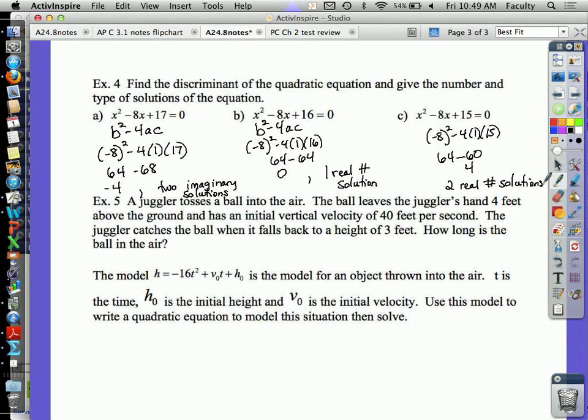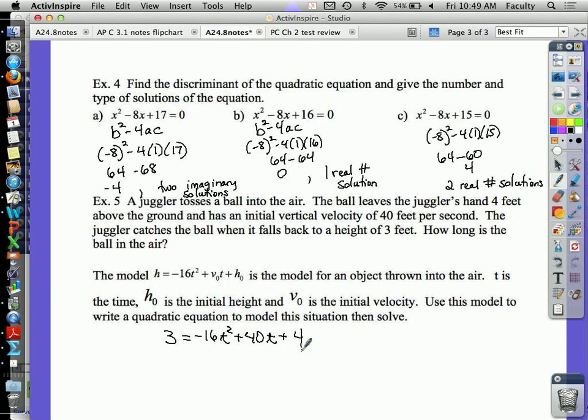They give us an initial vertical velocity. They tell us v sub 0 is that. h sub 0 is the height you start with, and h is your ending height, and t is time. Jaslyn, you want to try it? Well, wouldn't the first h be 3? Yes. And then equals -16t squared plus 40t plus 4. Awesome. Okay, awesome job.